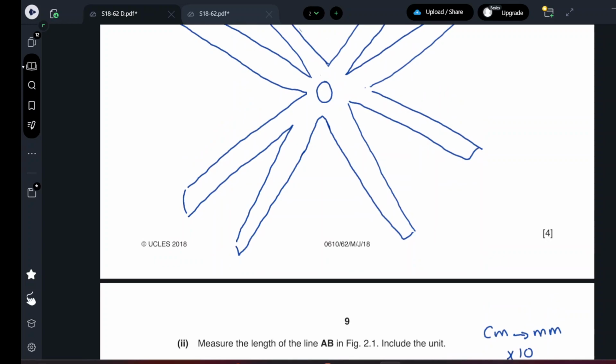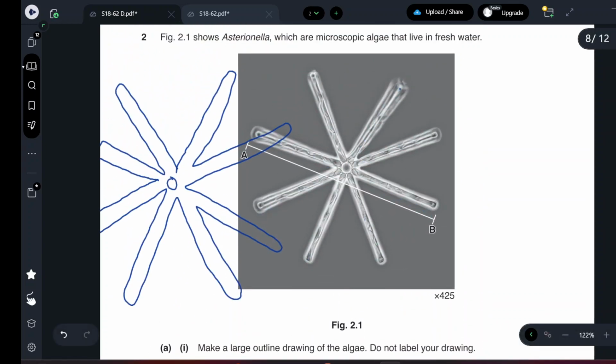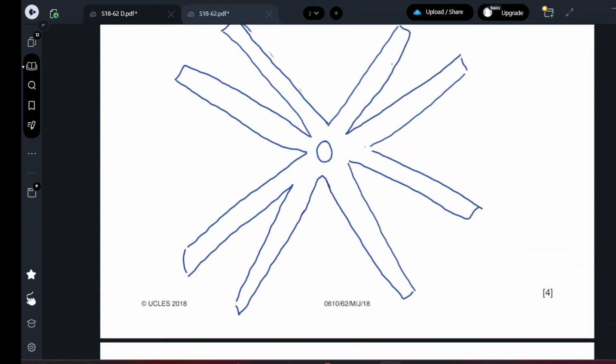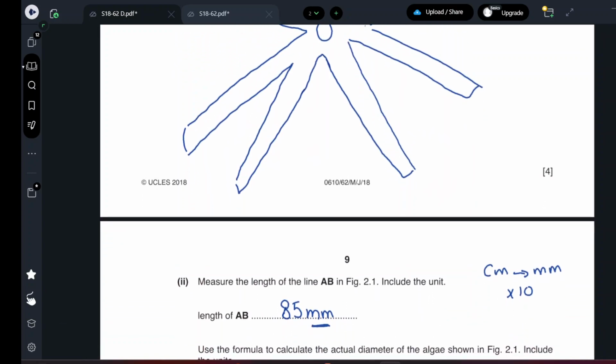Measure the length of the line AB, include the unit he gave you on the figure. You will measure it using your ruler and you will include the figure. It is in centimeters using your ruler. Multiply by 10 to change it to millimeters. Preferably in paper 6 we use millimeters, so we multiply by 10. It will give you 85 millimeters.